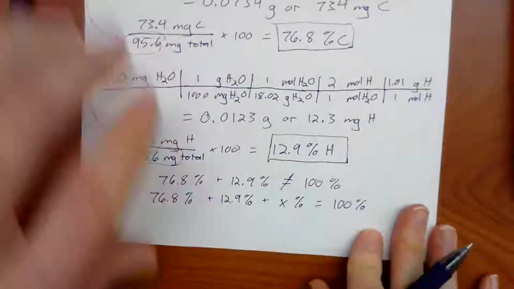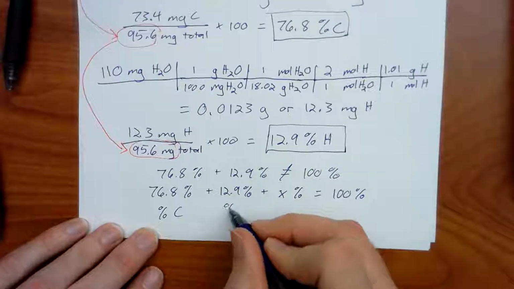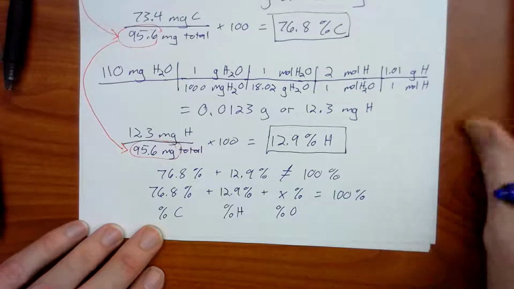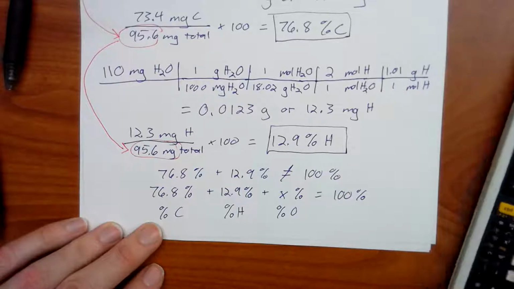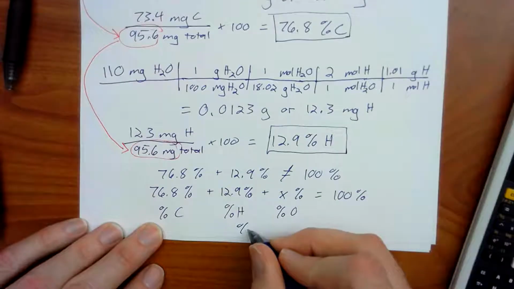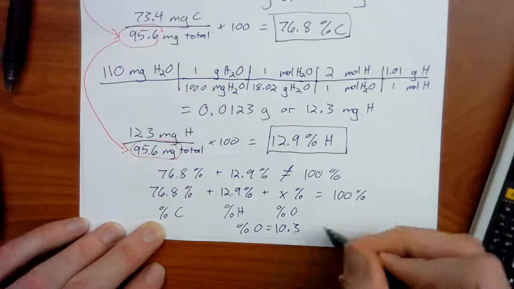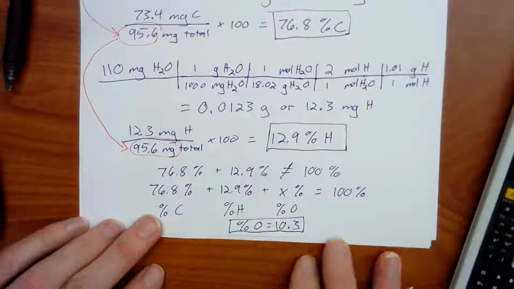So I figure out that since this is percent carbon, this is percent hydrogen, this is my percent oxygen. My percent oxygen is going to be, I need to calculate that: 100 minus 12.9 minus 76.8. My percent oxygen is going to be 10.3. Yeah, 10.3% oxygen. Very, very nice.